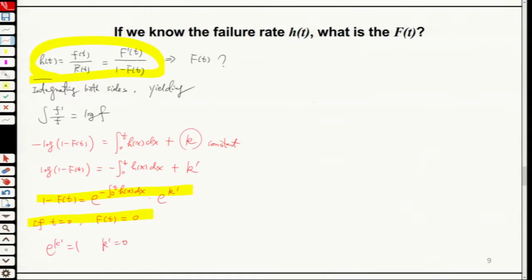So far we got F(t) is actually equal to 1 minus exponential of minus the integral from 0 to t of h(x) dx. So this is the relationship between the failure rate and the failure function. If you know the failure rate, immediately you get the distribution. Okay?